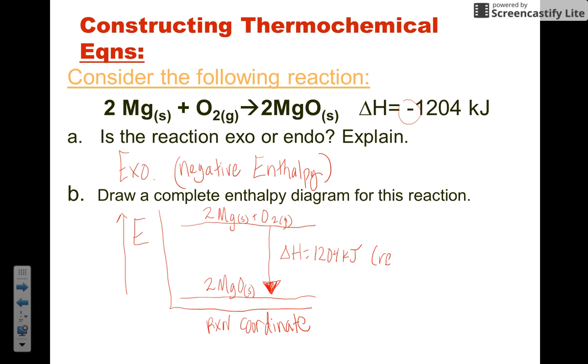So it released that amount of energy through the process. Now, if this had been an endothermic process, if this had been positive, you would have had the arrow pointing up for your delta H. You would have put the products on the top, and you would have put the reactants on the bottom line. Again, because the reactant energy would be lower than the product energy. But this was exothermic, so we don't worry about that.